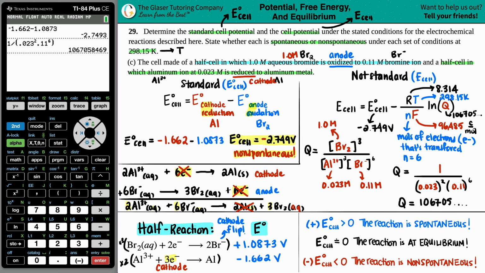So let's see. And just to show you guys, if we did it in 2 steps, let's just see if we get the same answer. So I'm going to say 0.023 raised to the second times by 0.11 raised to the sixth, right? And then I'll just do 1 divided by that answer. You will see that the same answers are there. So we are good to go.